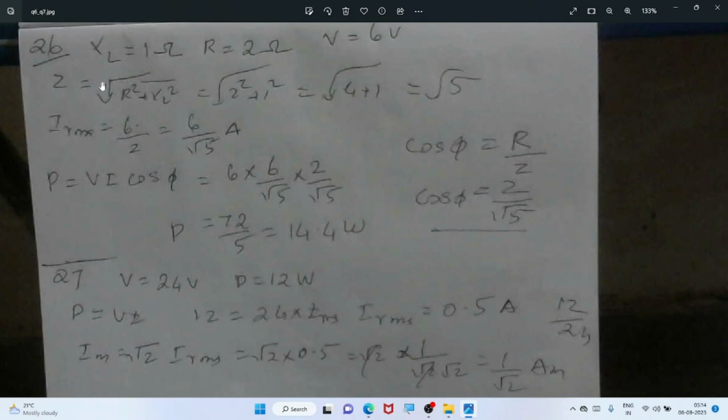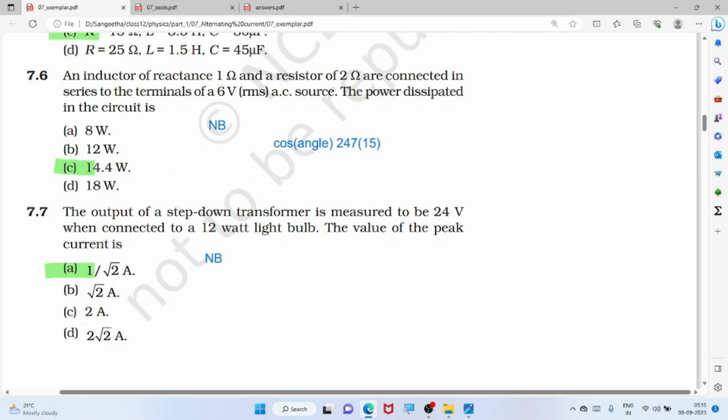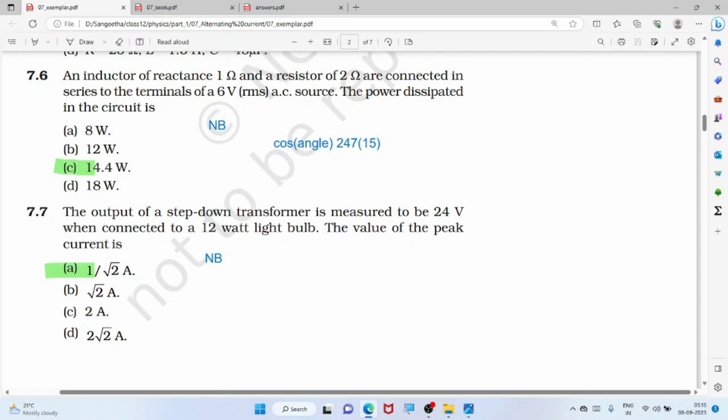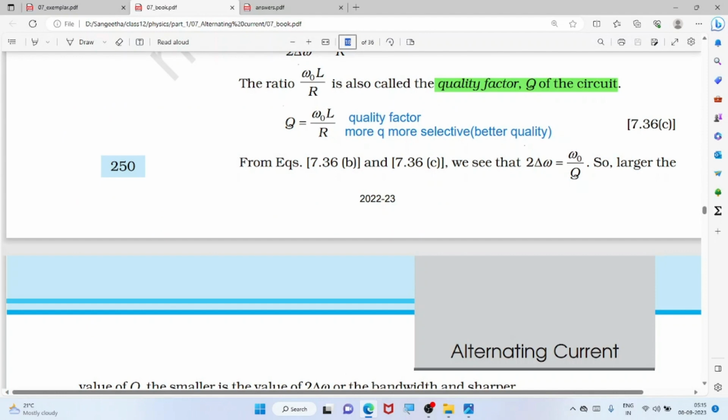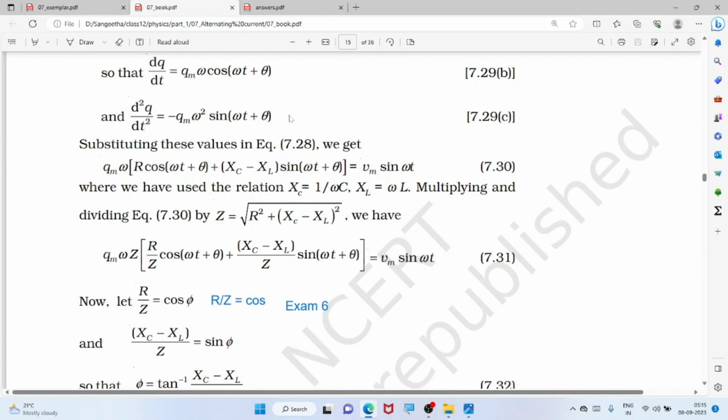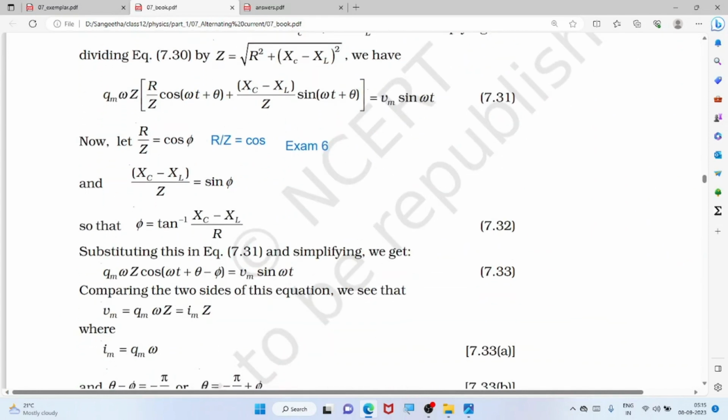The reactance, resistance and voltage source are given. So we compute the impedance using this formula. Then we find the I RMS, which is voltage by impedance. This is the current. Then we find the power using VI cos phi, voltage into current into cos phi. Cos phi is R by Z. Cos phi has various formulas; here we use resistance by impedance. If you use this, you will get 14.4. This is the cosine of the angle between voltage and current, which is R by Z.